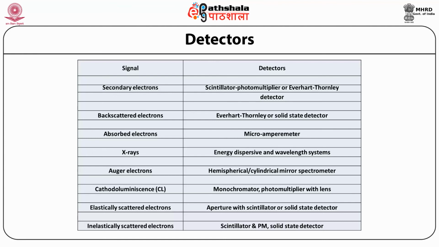For Auger electrons, a hemispherical or cylindrical mirror spectrometer is used. For cathodoluminescence signals, the monochromator or photomultiplier with lens is utilized. For elastically scattered electrons, the aperture with scintillator or solid-state detectors is used. For inelastically scattered electrons, the scintillator and photomultiplier and solid-state detectors are used.